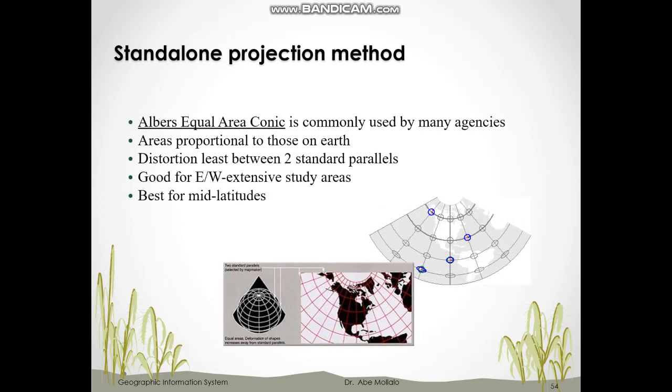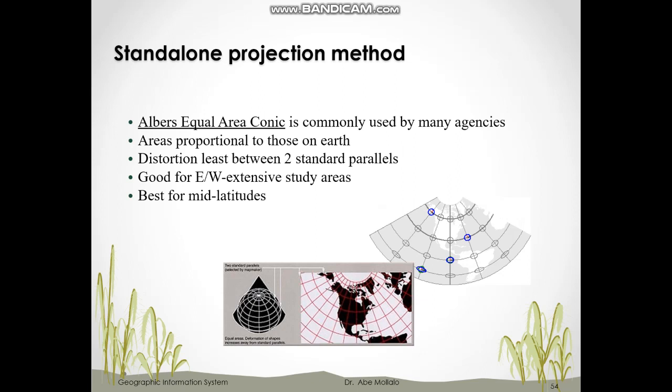Another widely used standalone projection method is called Albers equal area conic. And Albers is the name of the inventor. Equal area means the projection preserves area, meanwhile sacrificing the shape and distance. And conic means this projection uses a cone as projection surface. So this projection is also widely used in the United States by many agencies. And areas are proportional to those on the Earth.